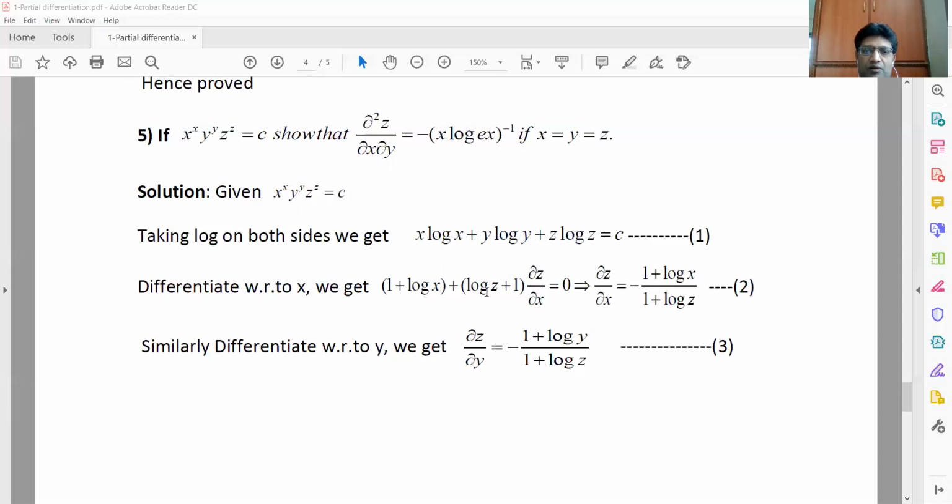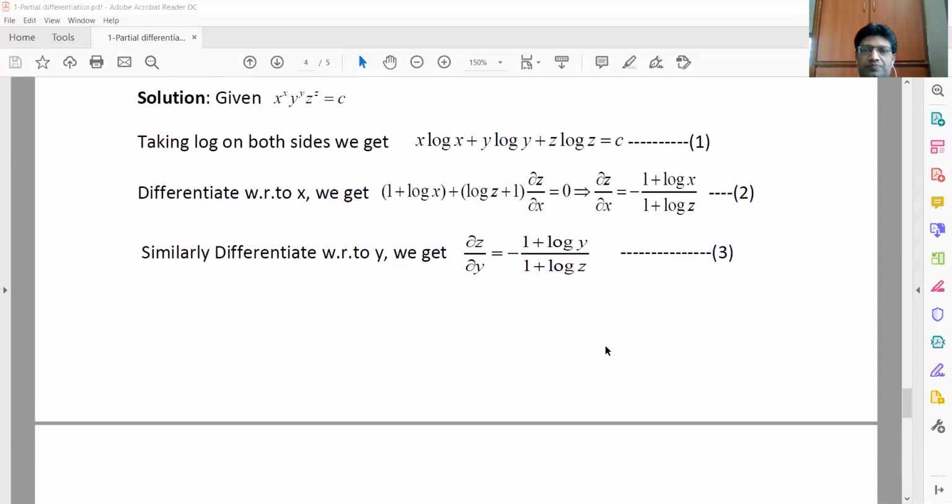For z, it is 1 plus log z; the 1 by z gets cancelled. For z, it is ∂z/∂x. So from this we got ∂z/∂x is this one. Similarly, if you differentiate with respect to y, you will get ∂z/∂y is this one.